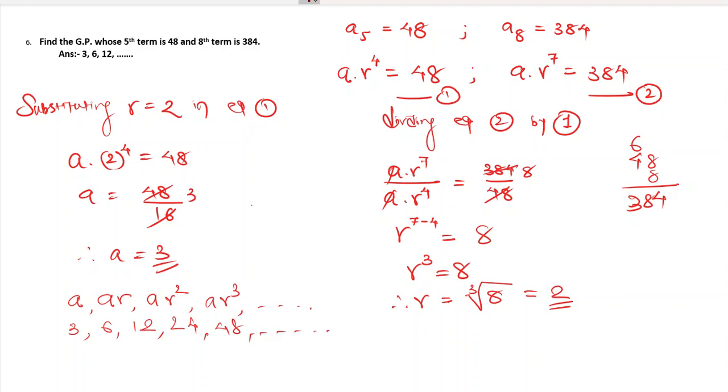Right? So whenever two random terms of a GP are given, what you do is you put them in the formula and divide them to find the common ratio, and then using the common ratio you substitute it in any one of the equations, and then you find the first term. And after finding the first term, you put the values in the formula, or you can say the sequence of GP, that is AR, AR square, AR cube, and so on. Right? Let's go to the next question.